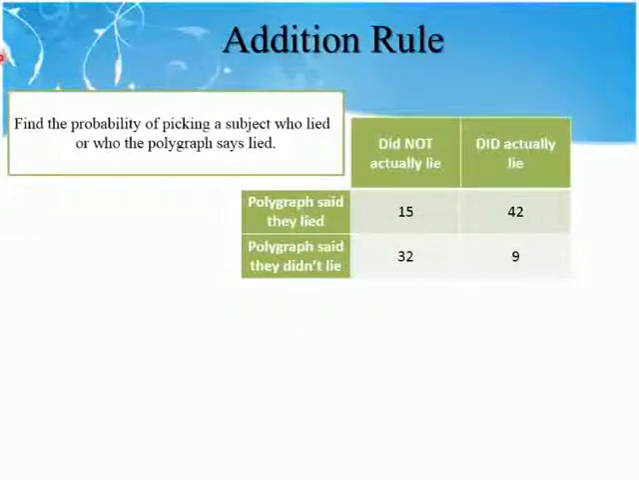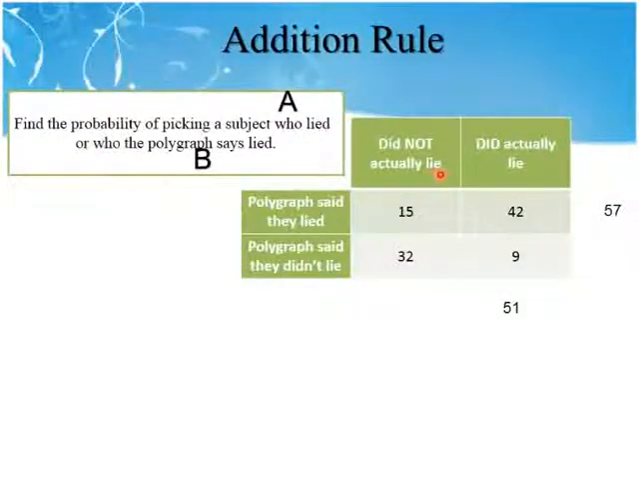So if we want to find the probability of picking a subject who lied or who the polygraph says they lied, we need to label our events first. So I'm going to call the event where the polygraph says they lied, event B, and the event of picking a subject who lied, we're going to call A. So let's first look at how many people the polygraph said lied. Well, all we need to do is add up the total number of people in the first row, and we get 57.